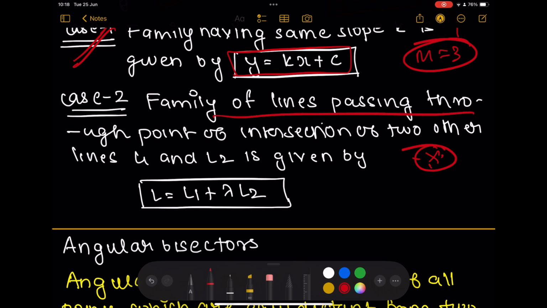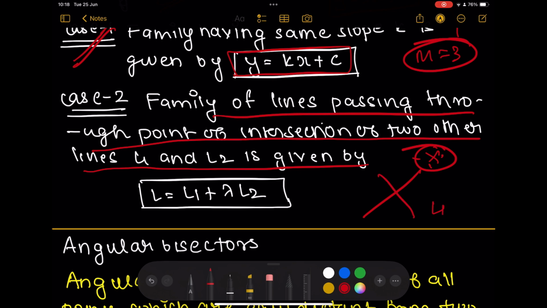Family of lines passing through the point of intersection of two other lines L1 and L2 is given by, suppose you have two lines L1, L2. There is one point of intersection, right? And I think you already know that through a point infinitely many lines can pass, right? So the family of lines which are passing through the point of intersection of these two lines can be given as L1 plus lambda L2. This has been used many times in JEE.